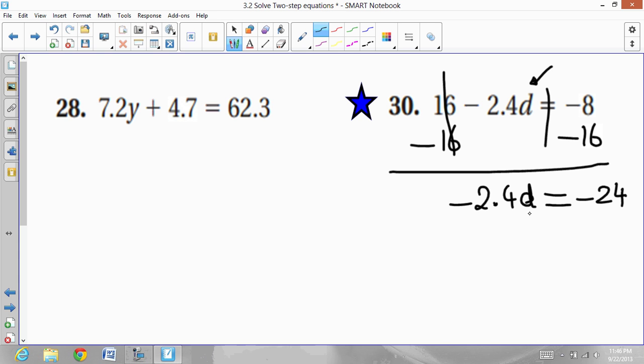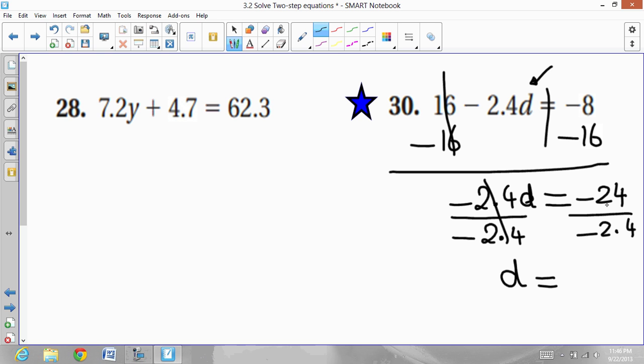Now negative 2.4 is multiplying d. You do not see any sign between the number and the variable. So ask yourself, if you don't see any sign between the variable and the number, that means it's multiplying. So it is being multiplied by negative 2.4. Let's do the opposite. Negative 2.4 is multiplying, so the opposite will be to divide by negative 2.4 on this side and on this side. Negative 2.4 divided by negative 2.4 gives you a 1. Any number divided by itself is going to give you a 1. And 1 times d is going to give you just a d.